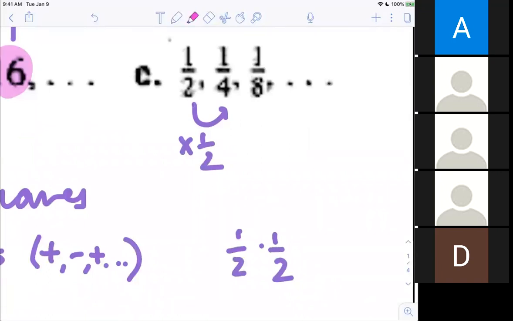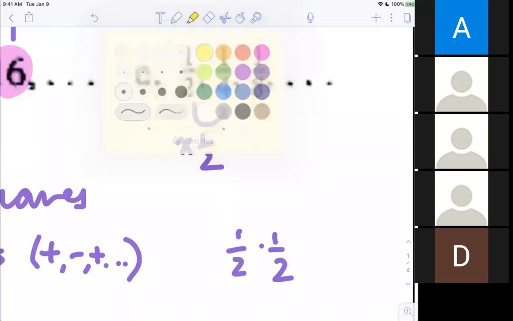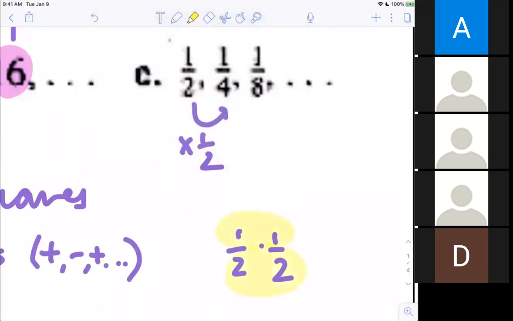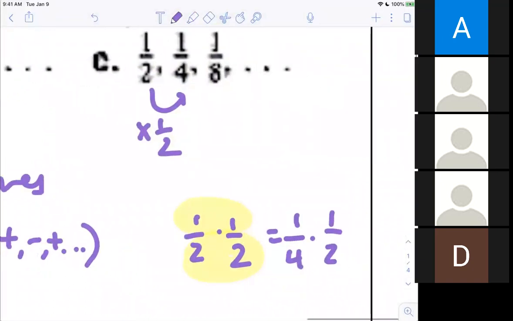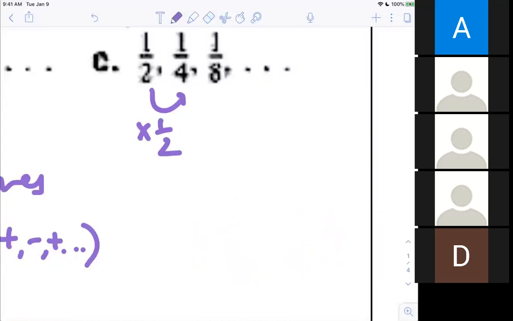1/2 times 1/2. Remember with fractions, we multiply the top and we multiply the bottom. So 1 times 1 is 1, 2 times 2 is 4. Okay, that works. Now does 1/4 times 1/2 give you 1/8? Again, multiply the tops. 1 times 1 is 1, 2 times 4 is 8. So yes, that does work. So one pattern is multiply by 1/2. And I'm going to write that down.